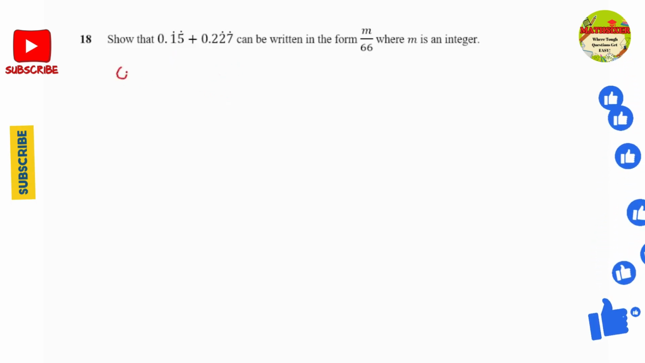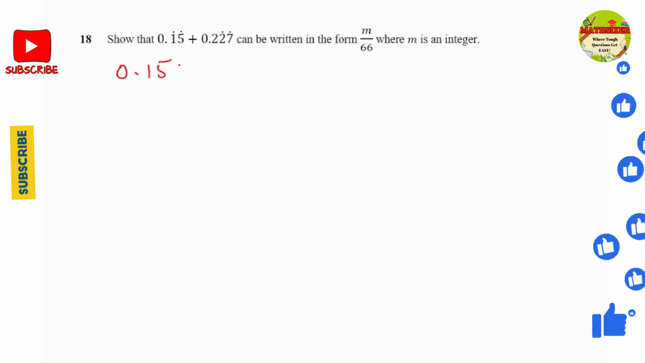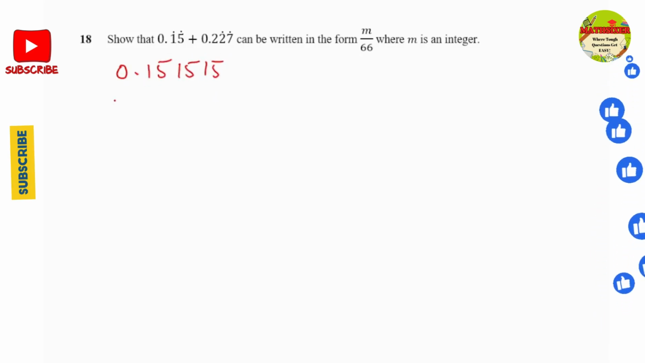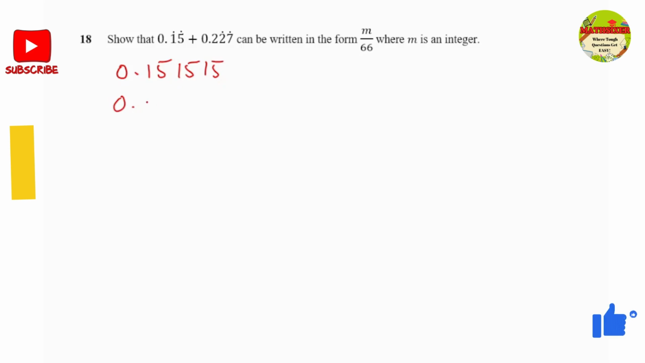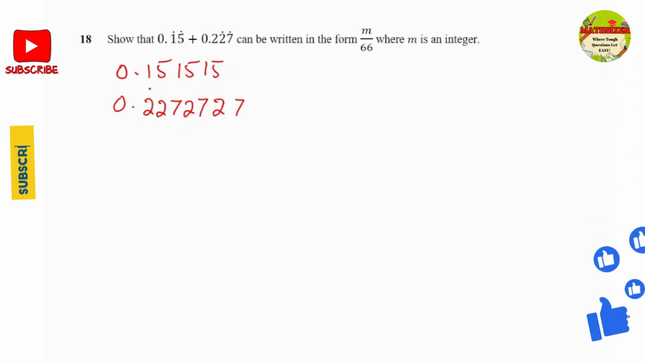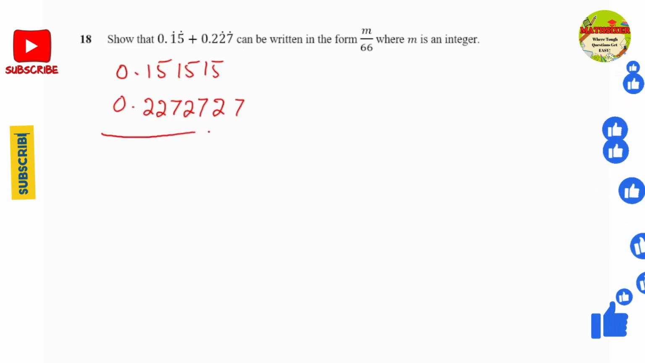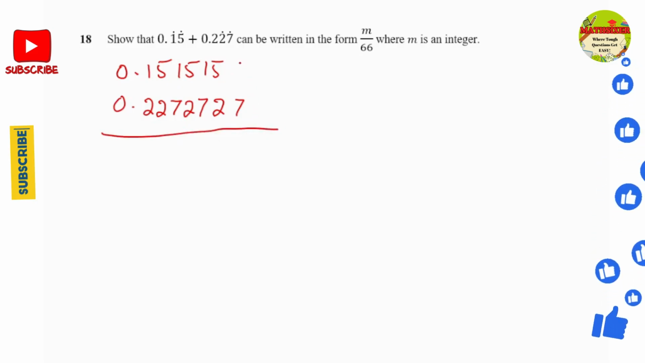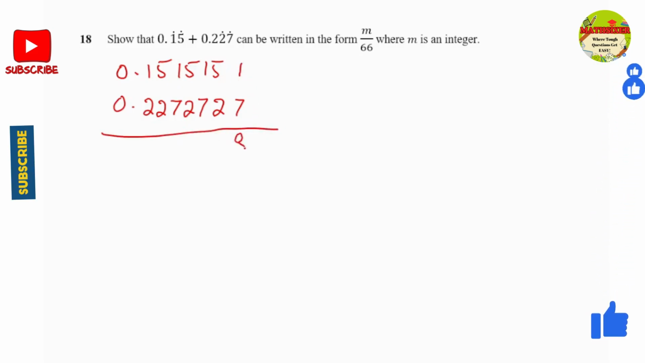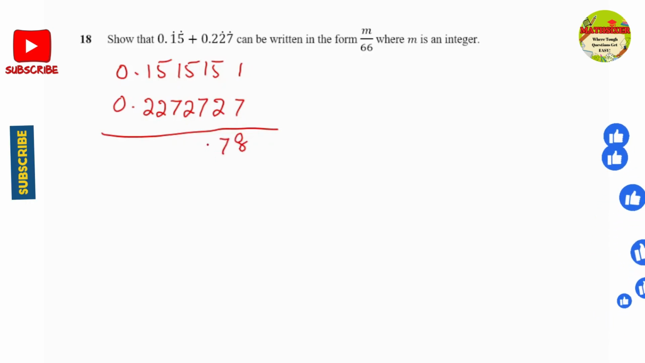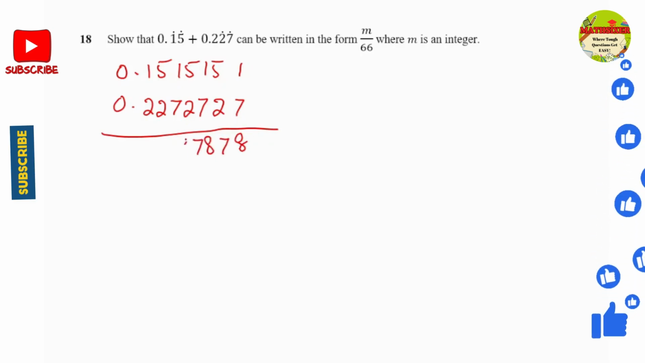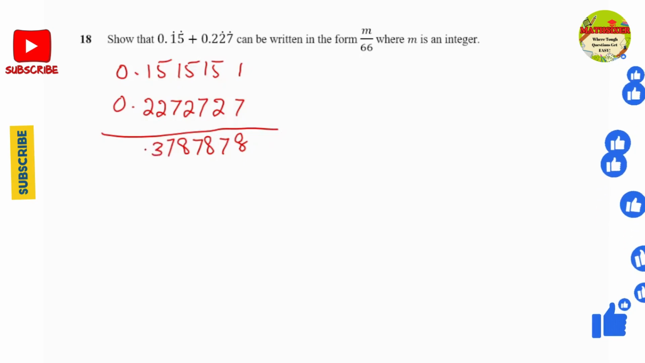Or you can just add them up first, 0.15 recurring. And then we have 0.2 and 27 is recurring. 27, 27, 27, so it keeps going this way, yeah? So let's add them up. So that will give us 8, 7, 8, 7, 8, 7, 3, and this.